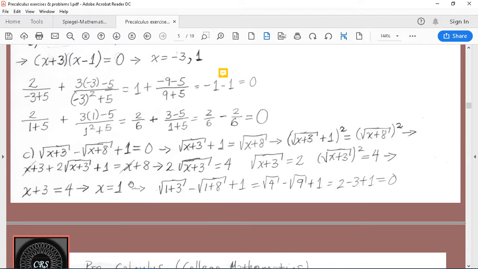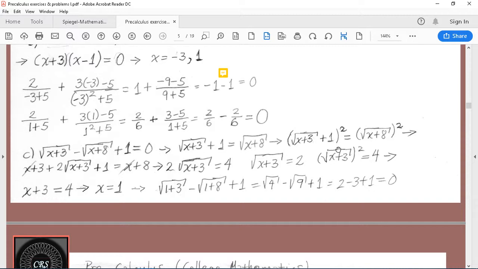Okay, so now we go on to the other exercise, which is square root of x plus 3 minus square root of x plus 8 plus 1 equals 0. Okay, so we send this square root of x plus 8 to the right side, and we have square root of x plus 3 plus 1 equals square root of x plus 8.